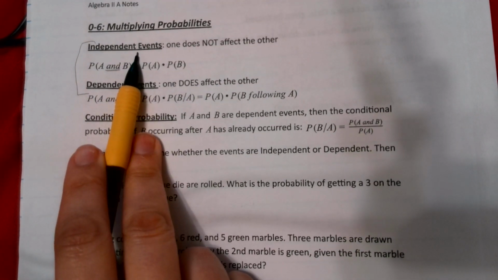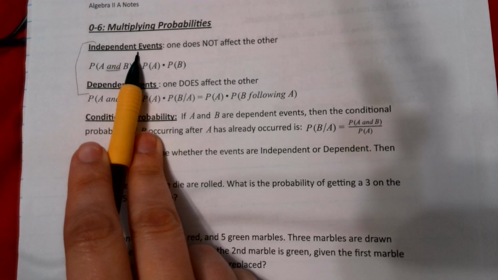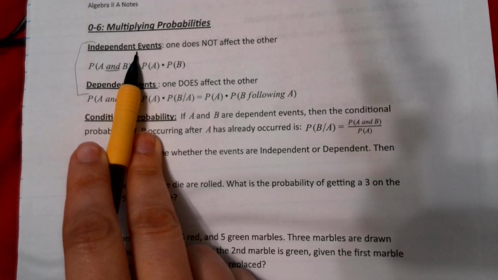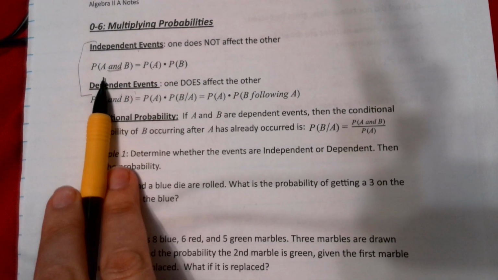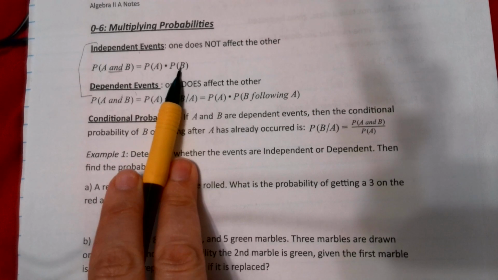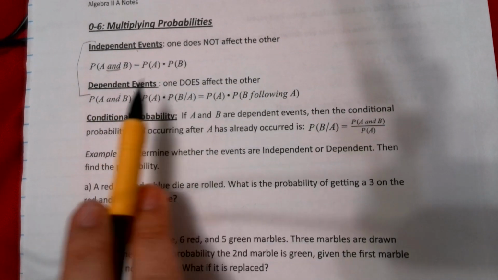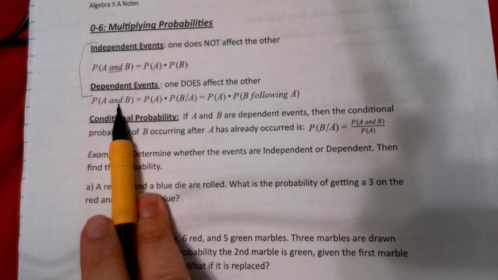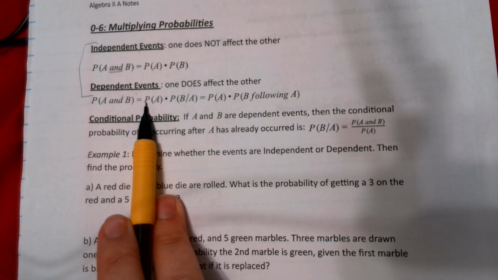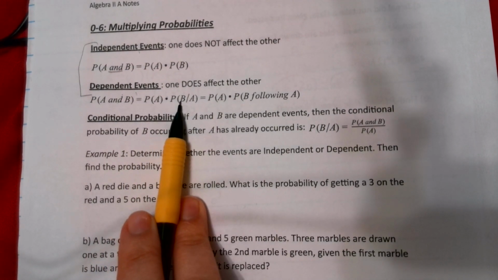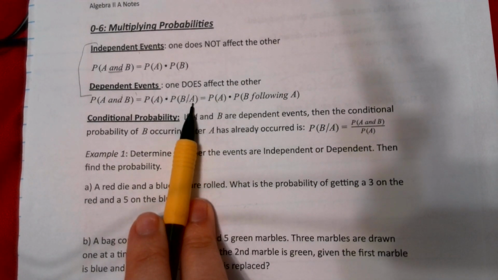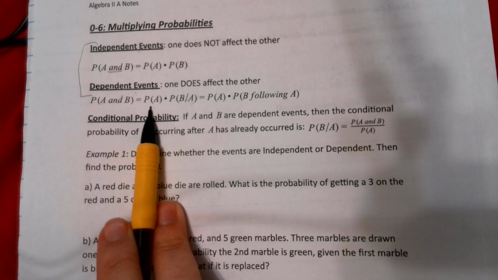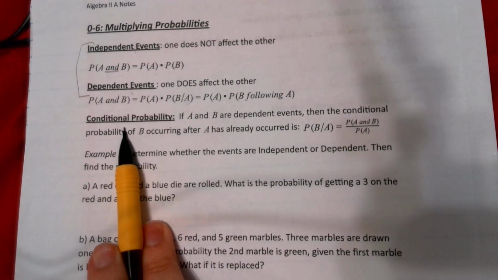If everything that you're picking, the probability of each item doesn't depend on anything else, then we can do the simple probability where it's just the probability of the first thing times the probability of the second thing. When you have a dependent event, it's the probability of the first thing, and then the probability of the second thing when you consider what happened to A in the first item. That's called a conditional probability.